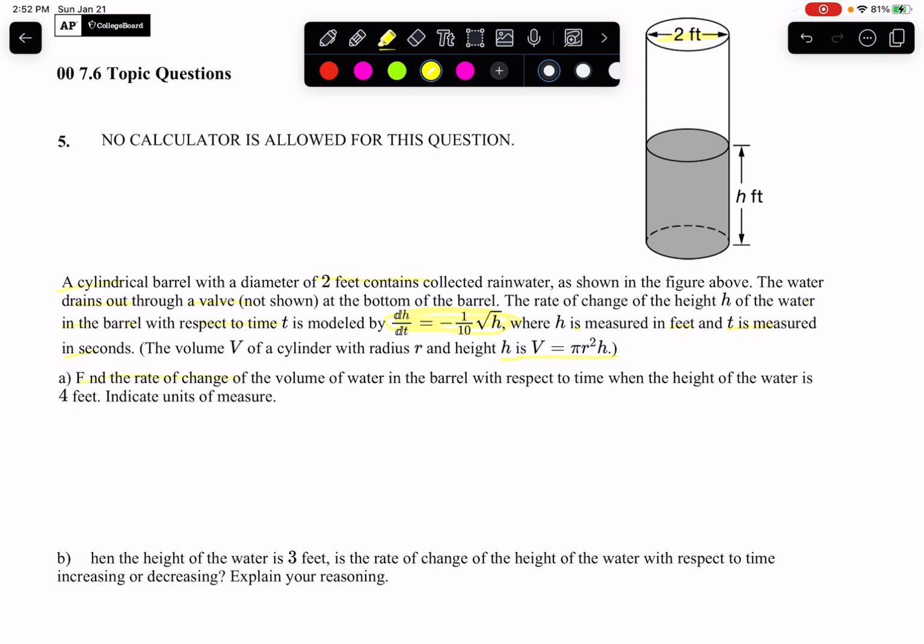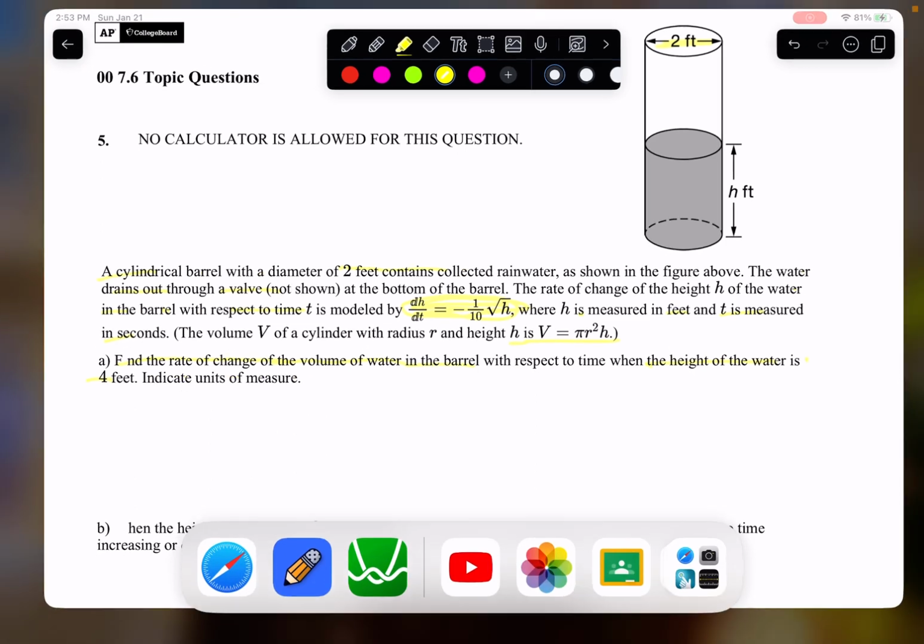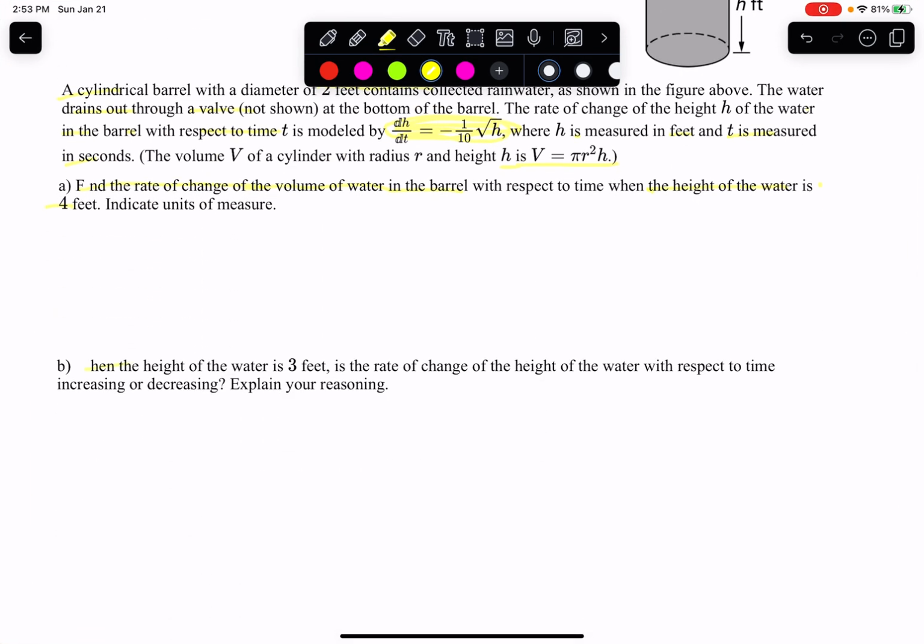So A says find the rate of change of the water, so that'd be dV/dt, with respect to time when the height is 4. So that's going to be a related rate question. Then let's look at B. When the height of the water is 3 feet, is the change of the height with respect to time increasing or decreasing? So this is a rate of the rate question.